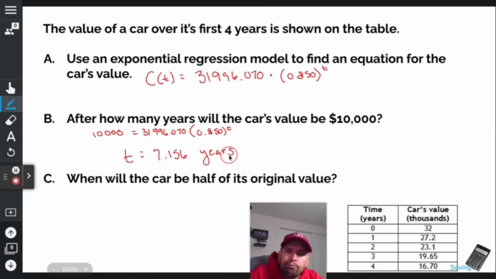Maybe March. Now this is the same exact type of problem. When will the car be half of its original value? Same exact thing, but I know that the original value of the car was $32,000. So somewhere after year four, I'm going to hit $16,000, and that's going to be 31996.070 times 0.850 to the T, and we'll do the same exact thing that we did in part B for part C.